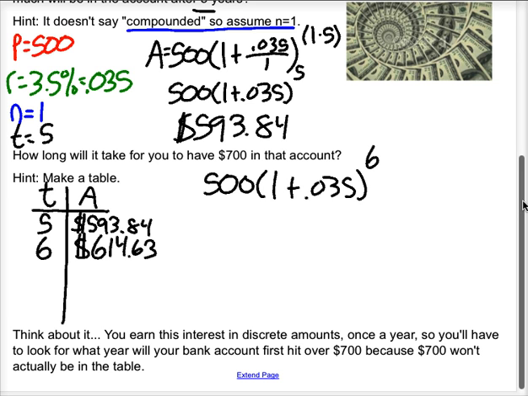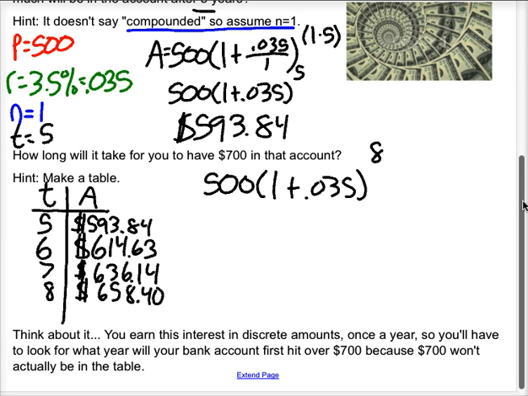Haven't gotten there. Well, let's try after 7 years. How much money do we have after 7 years? After 7, I've only got $636.14. All right, so 7's not what I'm looking for. Let's try 8. Let's see what's happening after 8 years. Well, I'm getting closer, but I'm still not quite there. I'm only at $658.40.